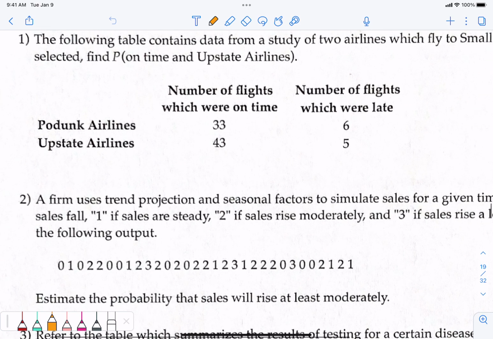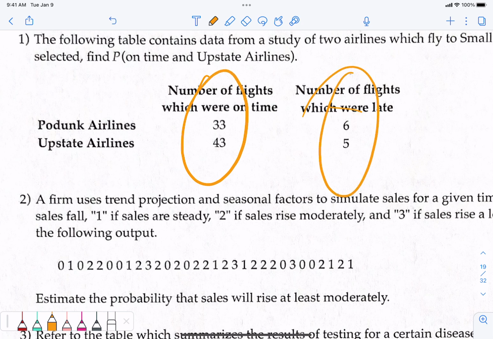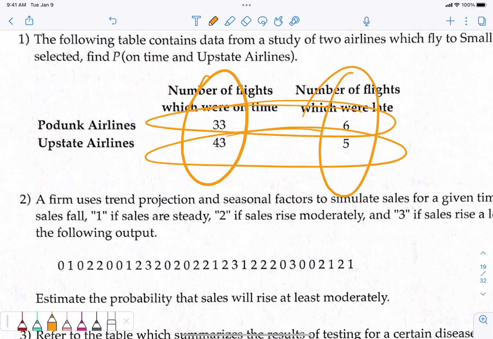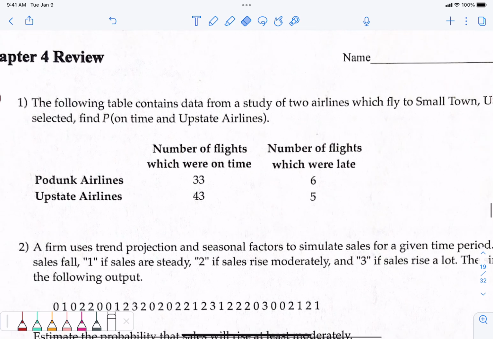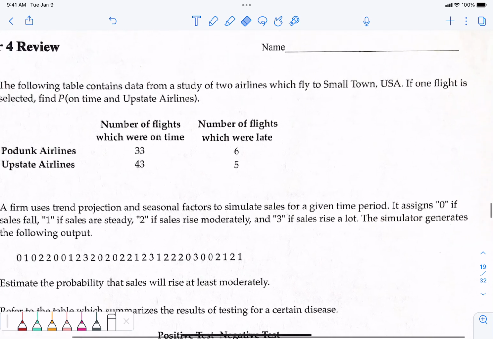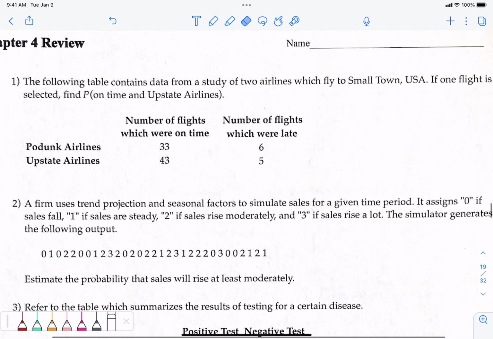You guys see this? This is like a two-way frequency table, even though it's not a table. We have flights that were on time, flights that were late, and then the two different airlines going across this way, right? There are two different things going on. The following table contains data from a study of two airlines. If one flight is selected, find the, what's P stand for? Probability of on time and upstate airlines.